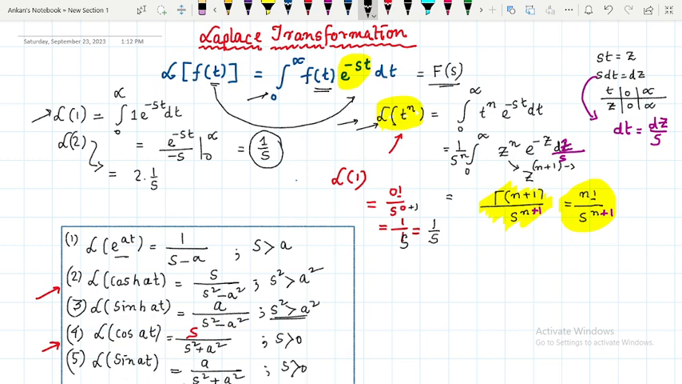Now we will discuss some properties of the Laplace transform which also help us to do many jobs. Why am I discussing these? Because at the end of this we are going to show you how a differential equation can be solved with the help of the Laplace transform. The next thing is properties.